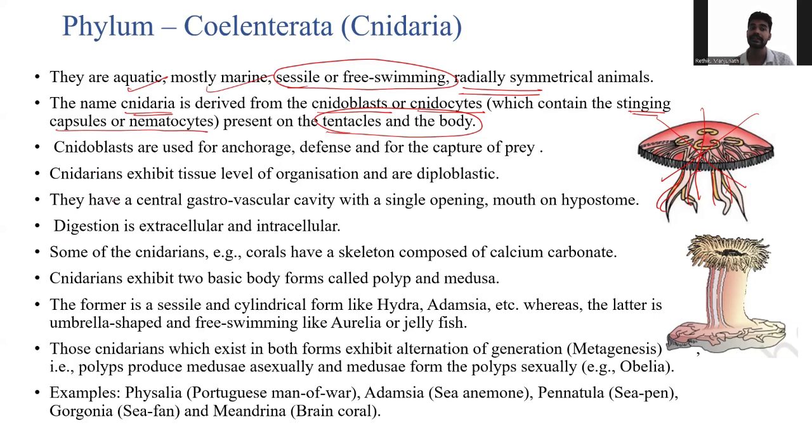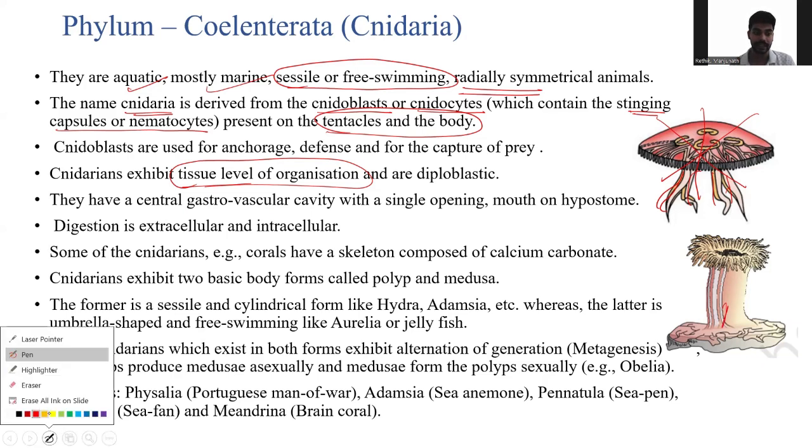After that, these cnidarians exhibit a tissue level of organization. That is, most of the Coelenterata exhibit the tissue level of organization. And they are diploblastic animals. Then they have a central gastrovascular cavity. In the central region, they do have a gastrovascular cavity.